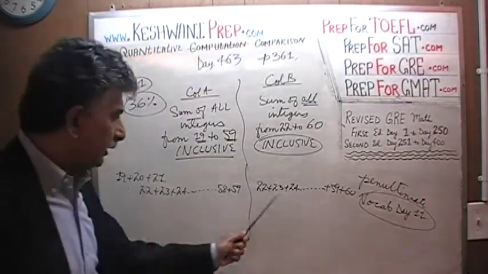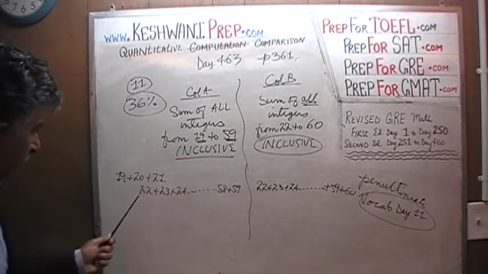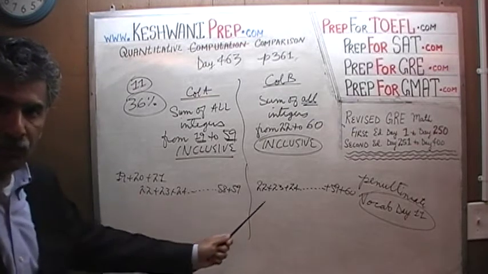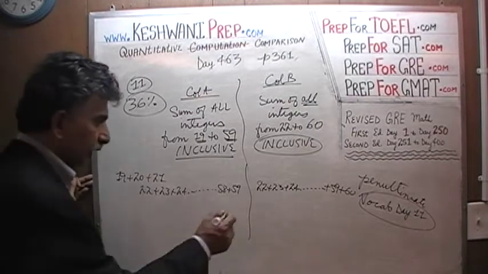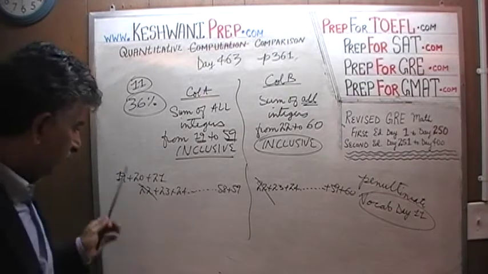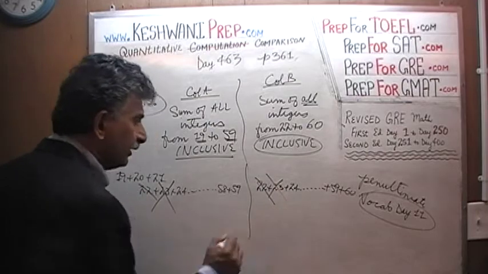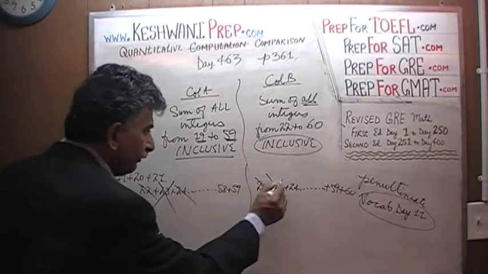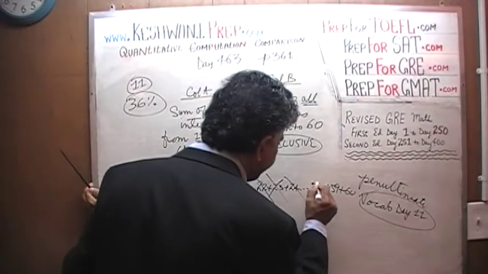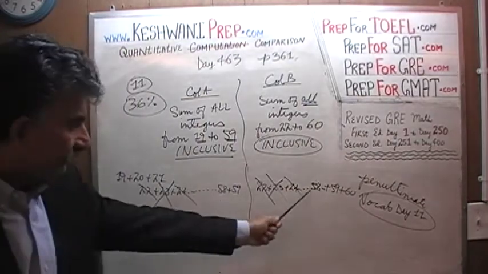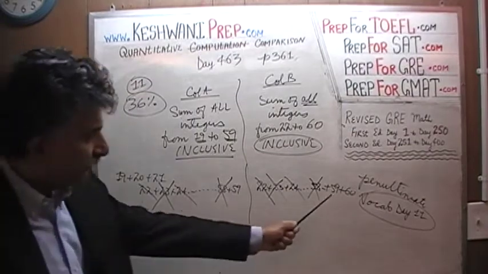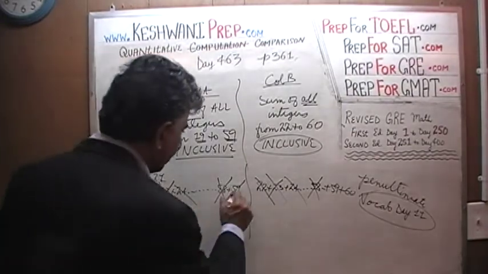And when we compare the two quantities, what do we notice right away? We notice that there is a 22 here and a 22 there. What would happen if we subtract 22 from both columns? This 22 disappears, this 22 disappears. I see 23 here, I see 23 there. Let's subtract 23 from both columns. 23 disappears. I see 24 here, 24 there, that disappears. There's a 58 here and a 58 there. Let's subtract 58 from both columns. I see 59 here and 59 over there. Let's subtract 59 from both columns.